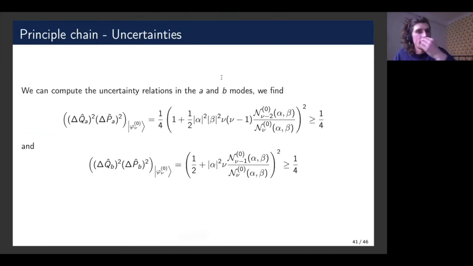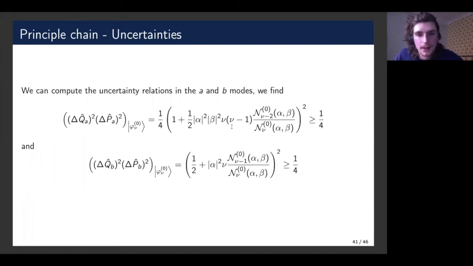Okay, and the last property about the states that I will talk about are the uncertainties. So we can compute the uncertainty relations in the A and the B modes, and in terms of these normalization functions, or equivalently the pseudo-Hermite polynomials, we find them to be here. In the A mode, it's given by this, and in the B mode, it's given by the bottom equation, or inequality.